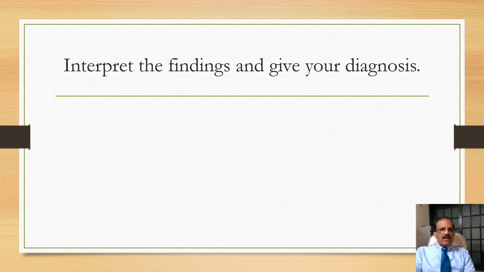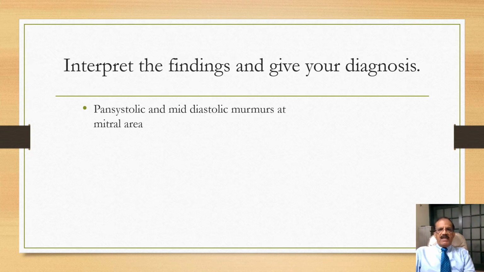We are continuing with this exercise. Interpret the finding and give your diagnosis. Pan-systolic murmur and mid-diastolic murmur at mitral area. So two murmurs, in different timings of the cardiac cycle. Most likely it is a case of combined mitral stenosis and mitral regurgitation. Pan-systolic murmur is caused by mitral regurgitation and mid-diastolic murmur is caused by mitral stenosis.